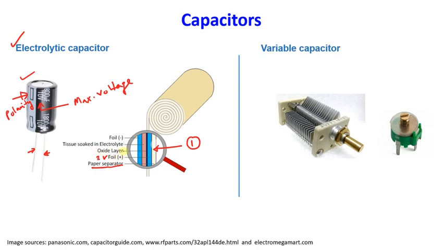Third one we can see from here, that is the oxide layer. The fourth layer that you can see here is the tissue soaked in electrolyte. So that's why it is called the electrolytic capacitor. And number 5 is the foil.